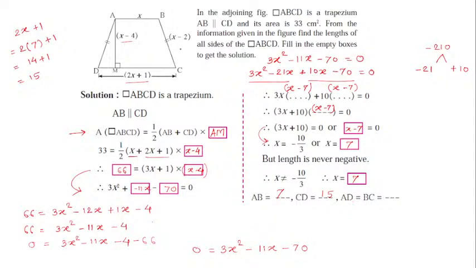And AD is equal to BC. So BC is x minus 2, AD is also x minus 2, as both of these two are represented by the same expression, which is x minus 2. So AD is equal to BC is equal to x minus 2, that means 7 minus 2, and 7 minus 2 is 5. So the length of AD and BC is 5. So this is the activity which is based on the quadratic equation.